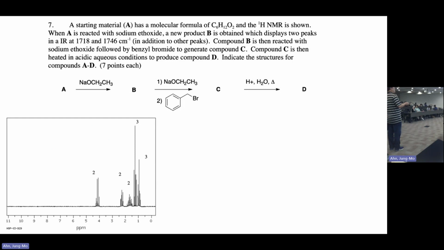This is 6 carbons, 12 hydrogens, 2 oxygens. If you calculate the degree of saturation, it will be just 1. So we got 1 degree of saturation, and then we got IR 1718 and 1740. Oh, that's the B. Okay. We don't know yet, but anyway, the molecule B has 2 carbonyls. That's what it basically says. This is probably a ketone or aldehyde. The other one, higher frequency, means it's an ester.